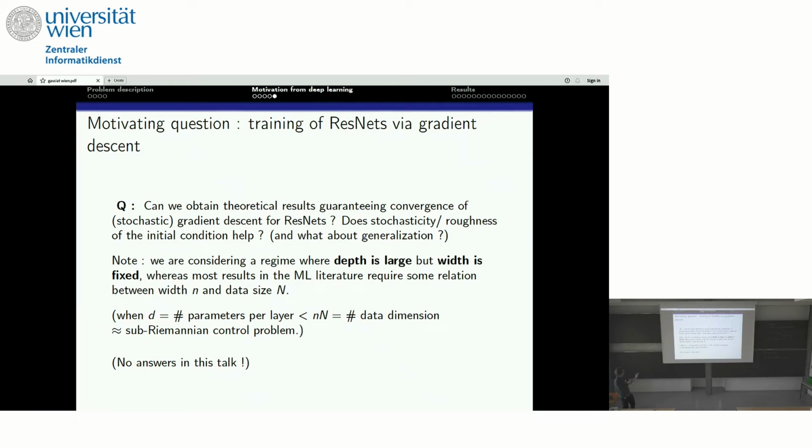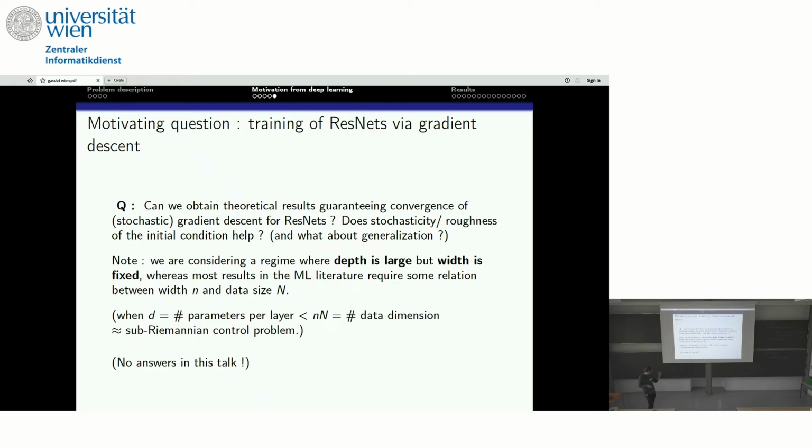Even though we know from the previous results that in the continuous regime we can actually find some control, so it's quite possible that by increasing the depth of the neural network, we could find a solution to the control problem. And are these found by gradient descent or a variant of this that people use? So these are the motivating questions.